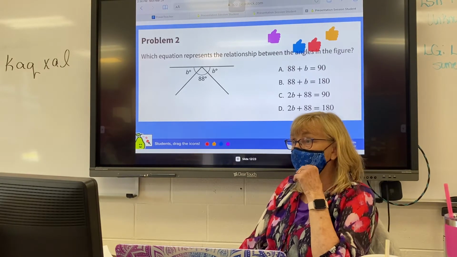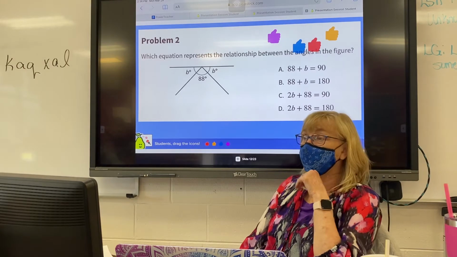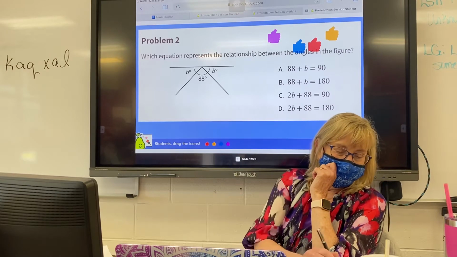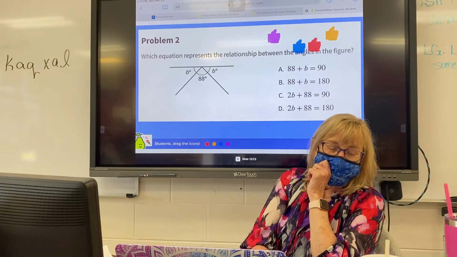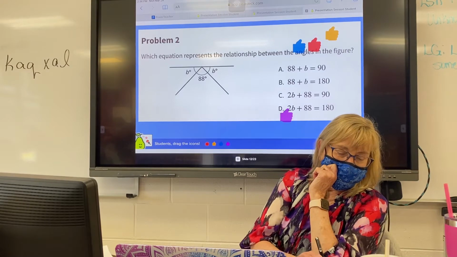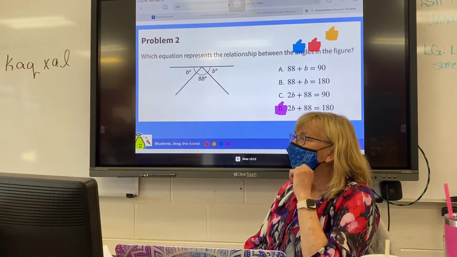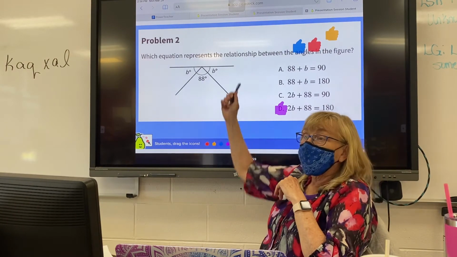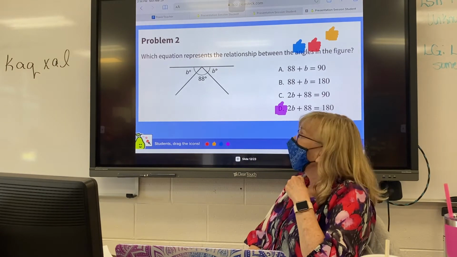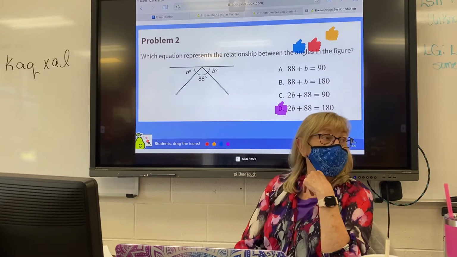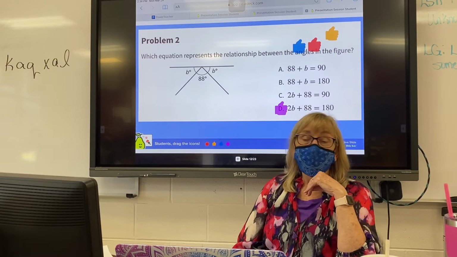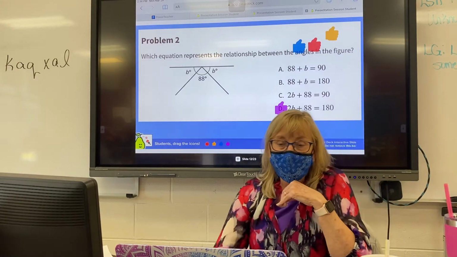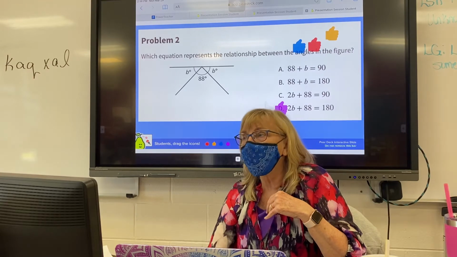Does B work? No. What's wrong with B? It only includes one A or one B. Yep. How about C? No, because the whole thing equals 180. Okay, so our correct answer is D. And it is easy to make the assumption that if I divide by 2, that's going to be 90, so 88 plus B must equal 90. That's why it's there, because that's a common assumption to make. Do we understand why it doesn't work? Good. They put those wrong answers there for a reason.